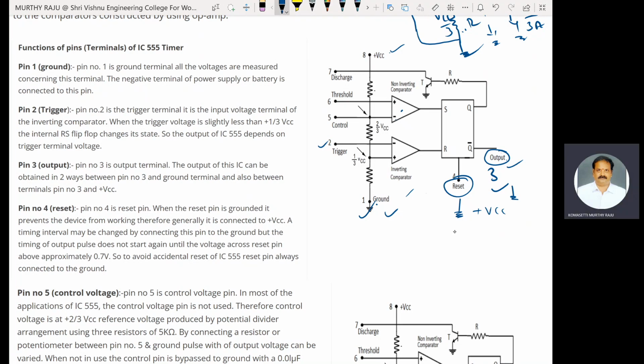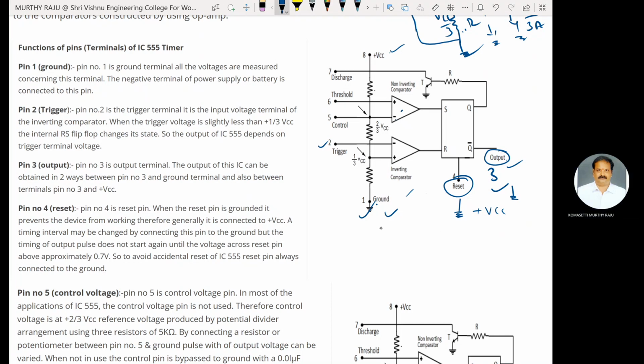A timing interval may be changed by connecting this pin to the ground, but the timing of the output pulse does not start again until the voltage across the reset pin is above approximately 0.7 volts. So, to avoid accidental reset of the 555, the reset pin is always connected to plus VCC.